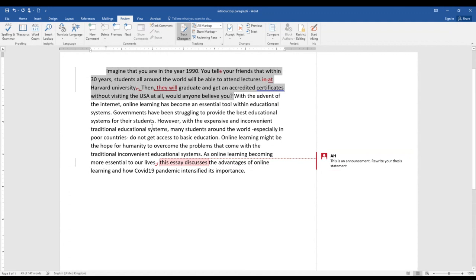However, with the expensive and inconvenient traditional educational systems, many students around the world, especially in poor countries, do not get access to basic education. Online learning might be the hope for humanity to overcome the problems that come with the traditional inconvenient educational system. As online learning becoming more essential to our lives, this essay discusses.